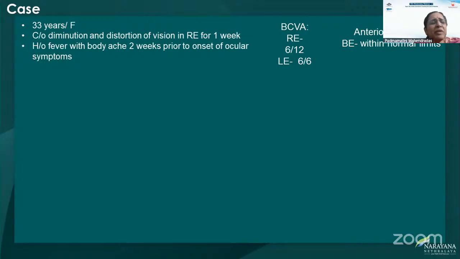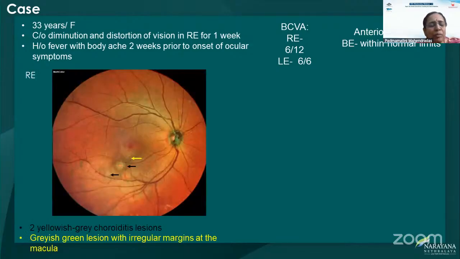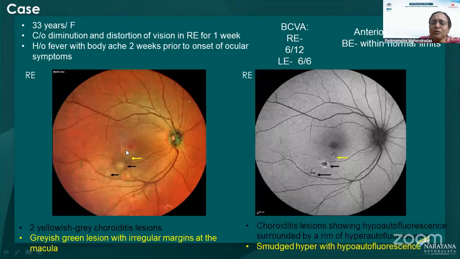Here, 33-year female presented with a diminution and distortion of the vision in the right eye for 1 week. History of fever, body ache 2 weeks prior to the onset of ocular symptoms. Right eye visual acuity was 6/12, left eye was normal. On fundus examination, we could see 2 yellow grayish choroiditis lesions with grayish greenish lesions with irregular margins at the macula. Autofluorescence shows smudged hyper with hypoautofluorescence. The choroiditis lesion shows hypoautofluorescence surrounded by a rim of hyperautofluorescence.